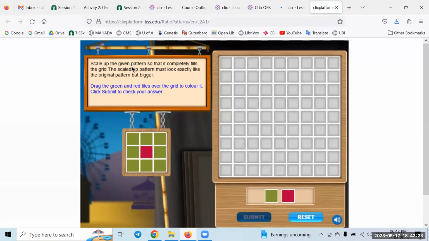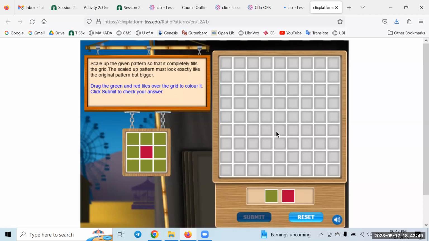Scale up the given pattern so that it completely fills the grid. The scaled up pattern must look exactly like the original pattern, the original pattern but bigger. Drag the green and red tiles, which are over here, over the grid to color it. Click submit to check your answer.